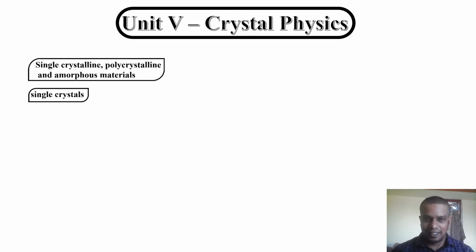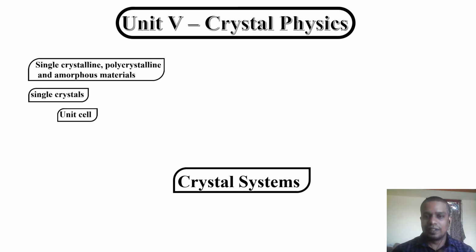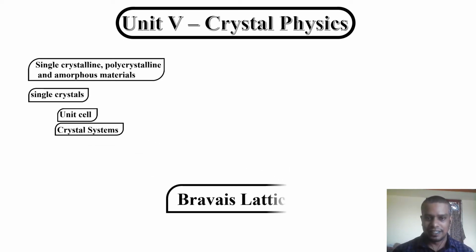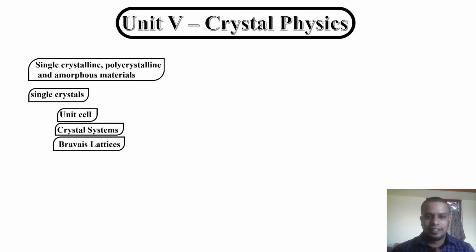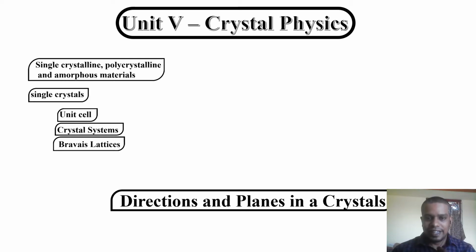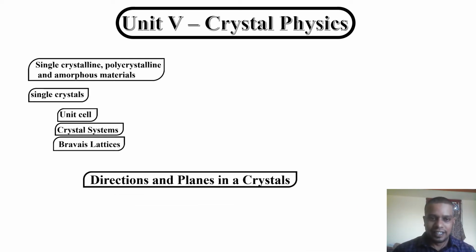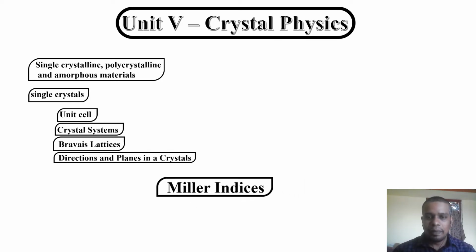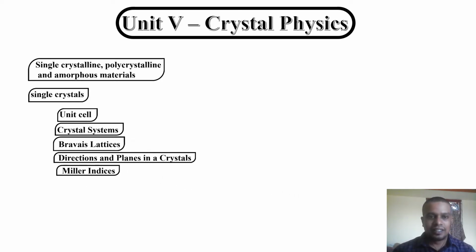In this single crystal, what is the unit cell? Then the crystal system based on the single crystal, then Bravais lattice, then the directions and the planes in a crystal. So these are the topics. Then one more thing is the Miller indices. These are the topics we are going to discuss in the single crystal system.